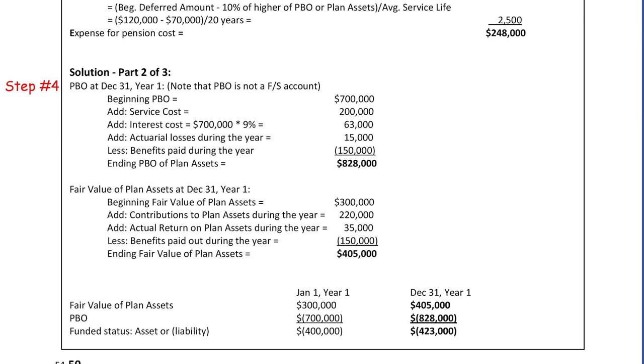Now looking at fair value of plan assets, right there, step number 5. Beginning fair value of plan assets was 300 plus contribution during the year 220. Actual returns on plan assets during the year 35 less benefits paid out 150. That gives you ending fair value of plan assets 405. Now we're going to calculate the funded status of the plan, right? Step number 6. So the fair value of plan assets, that was 405, but the ending PBO 828. So it's a pension liability $423,000. Now with these calculations in place, let's go back again to page 51.